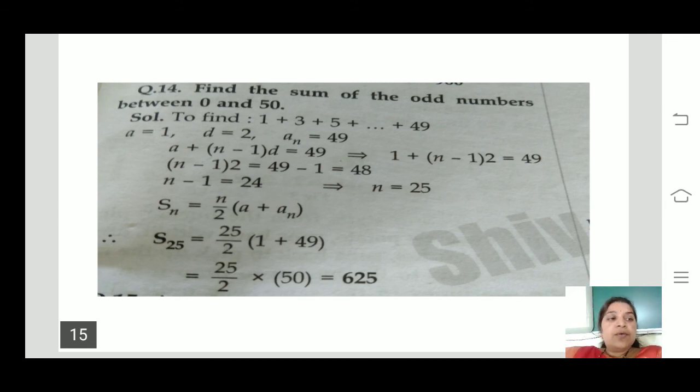Remember, for this academic year, the next questions of this exercise will be omitted. They will not be asked for the exam. For that reason we are not taking the next questions. Till 14 only we need to solve. Okay, now at this point we can declare that lesson number 5 is over. Today you solved this exercise 5.3 up to question number 14.